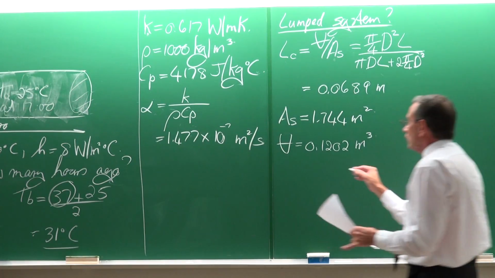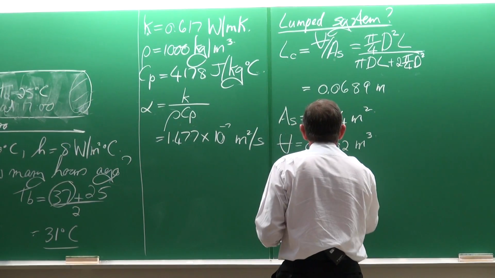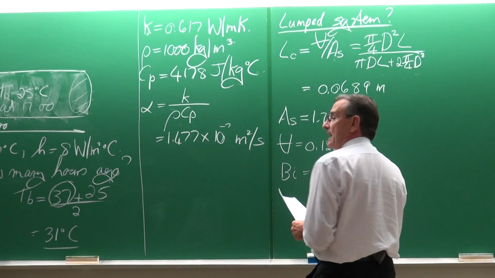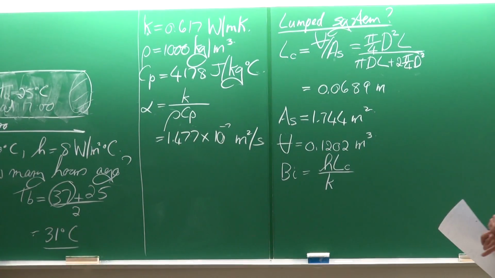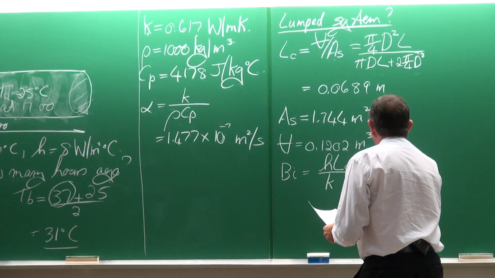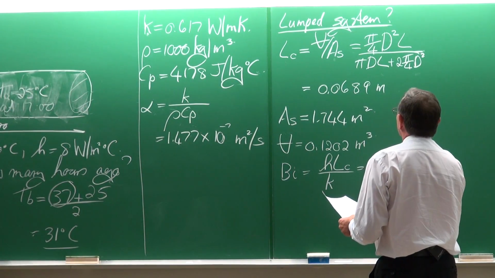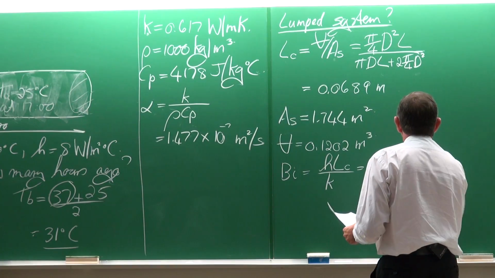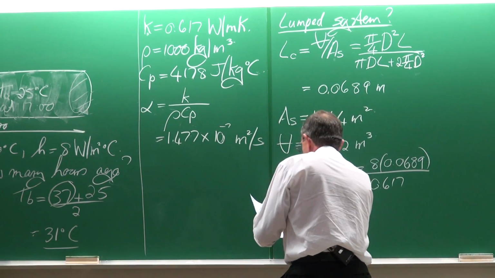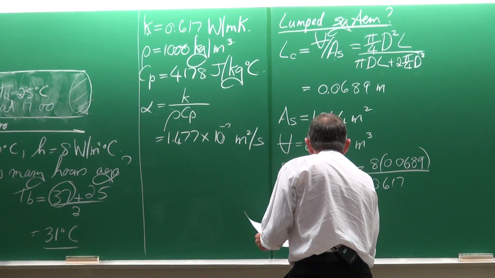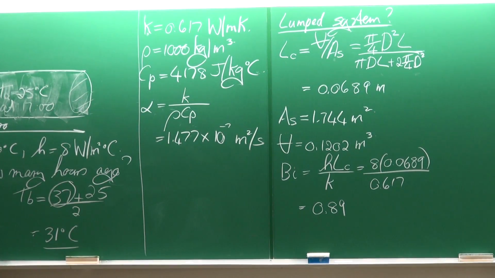Right, let's calculate the Biot number. The Biot number is equal to the heat transfer coefficient multiplied by the characteristic length divided by the thermal conductivity K. The heat transfer coefficient is equal to 8. The characteristic length is 0.0689 divided by the thermal conductivity 0.617, and that gives a Biot number of 0.89.